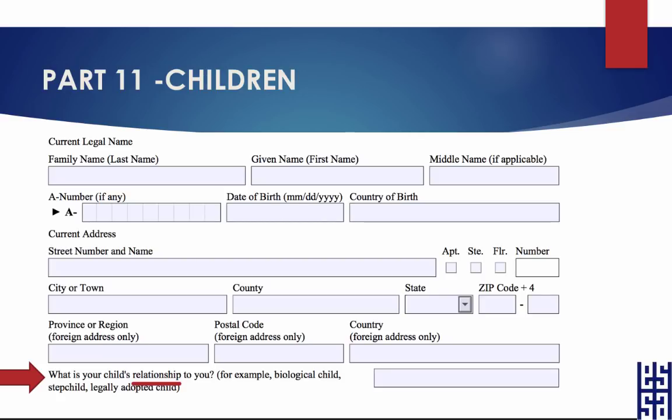If the child lives with you, you can write "lives with me" or "with me" in the space provided for the address. If the child is missing or deceased, write this in the space provided for the address. If more space is needed, attach an additional sheet of paper labeled with your name, A number, page number, part number, and item number.